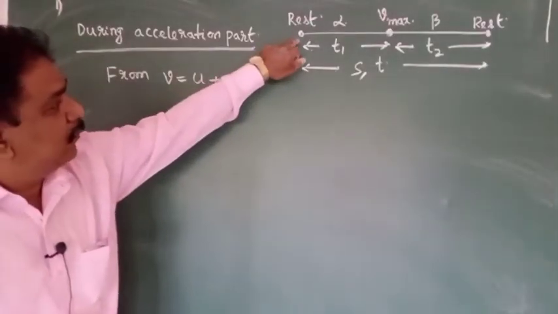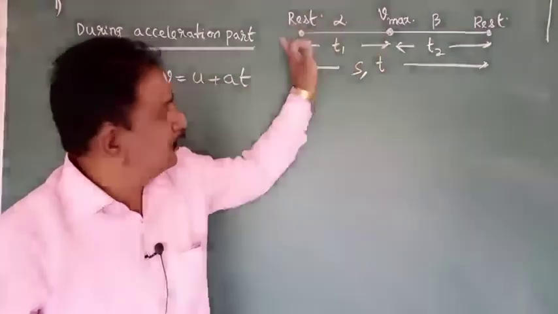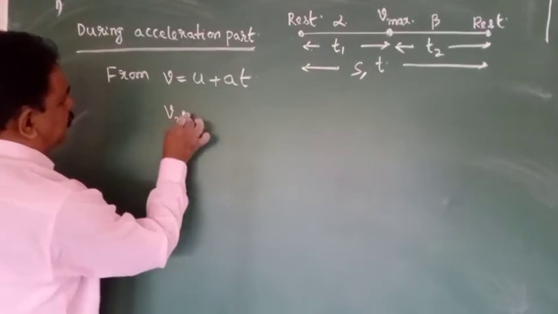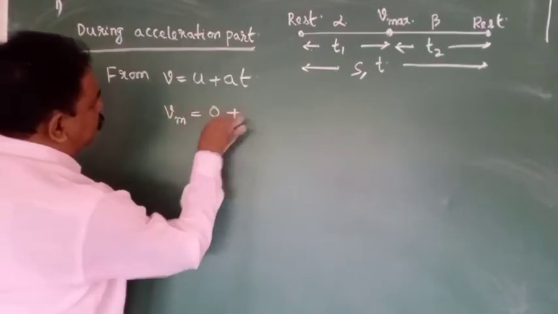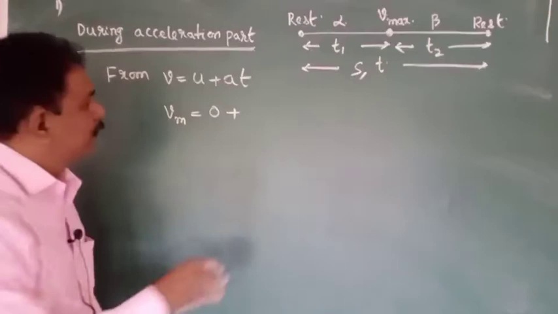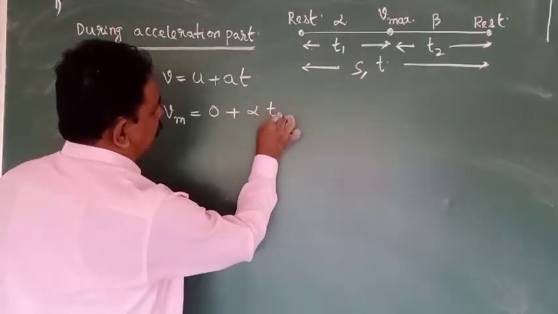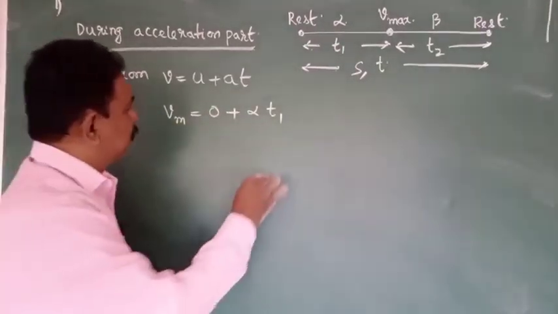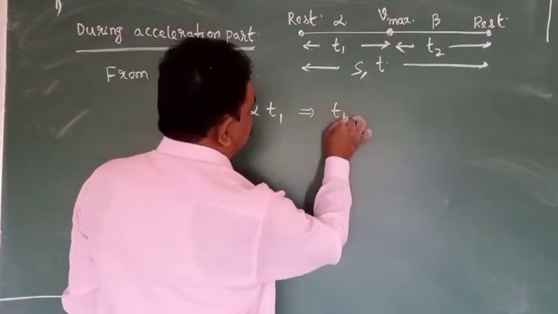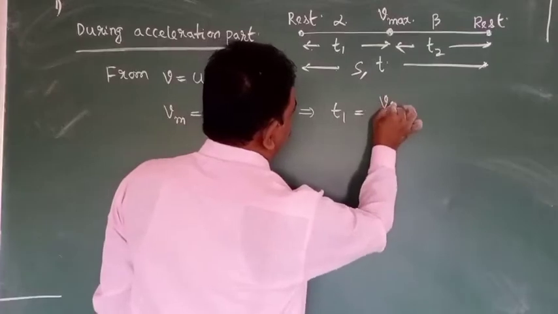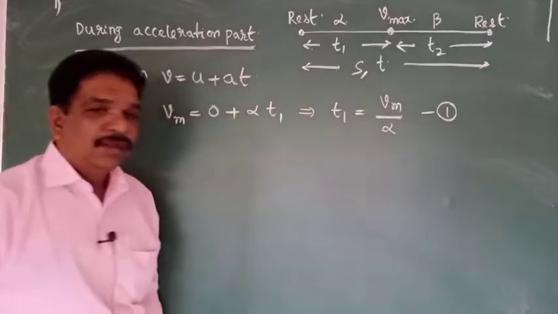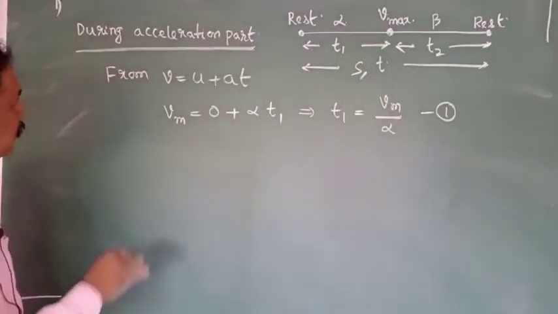This is initial velocity, this is final velocity in the accelerating part. This will be V maximum, initial velocity is 0, alpha is acceleration, and time we assumed as t1. So t1 is equal to v maximum by alpha. Let it be equation 1.